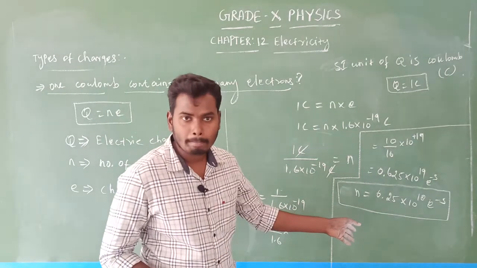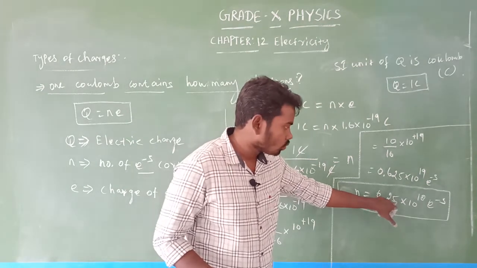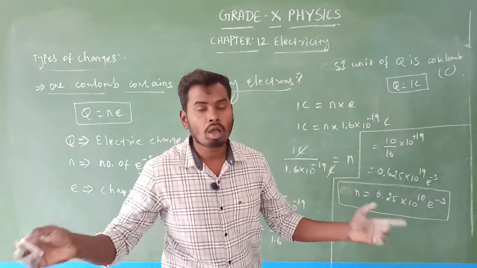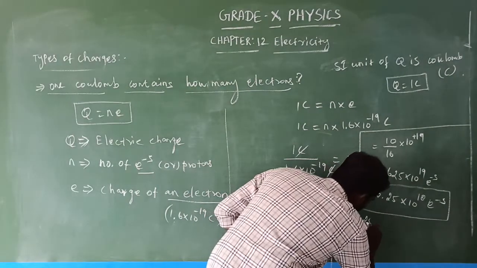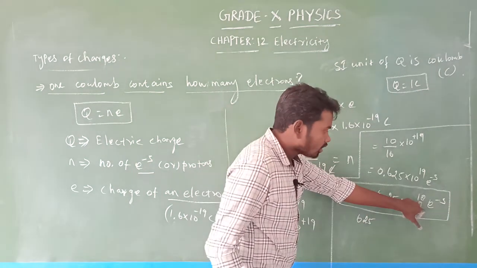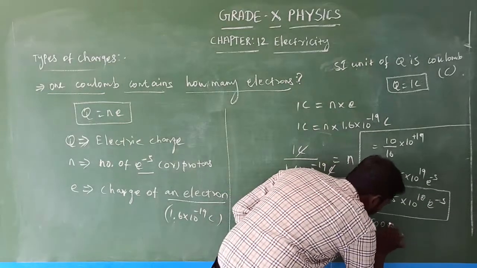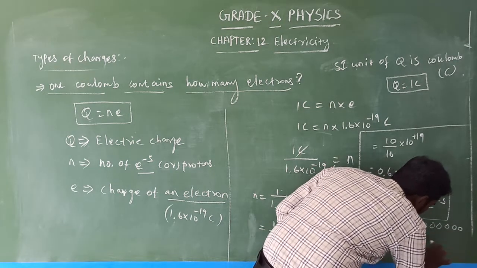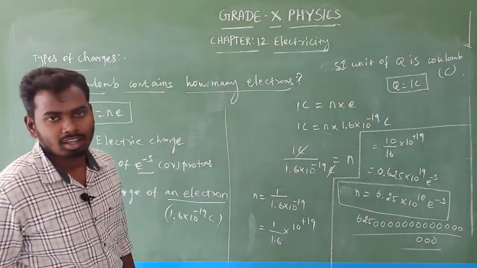What does this mean, sir? It means that after 625 there will be 16 zeros, because the decimal places cancel, so it becomes 16. Let me write 625, and after it 16 zeros: 1, 2, 3, 4, 5, 6, 7, 8, 9, 10, 11, 12, 13, 14, 15, 16. That is the range.